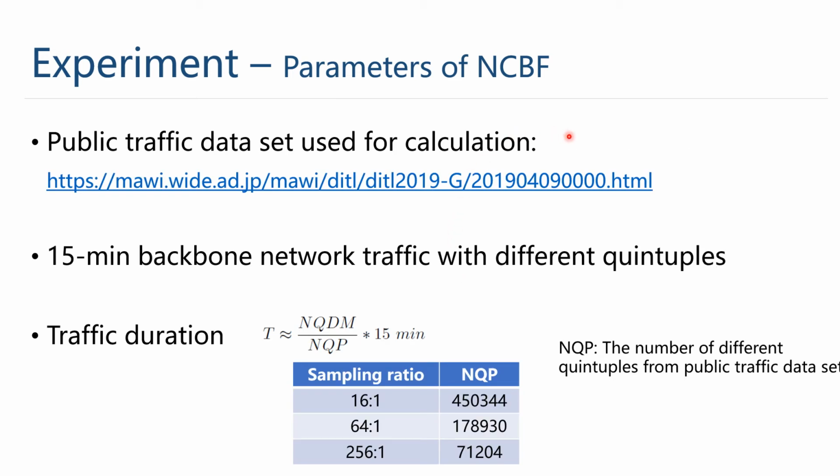Because NCBF should process the traffic for a long time, we not only need to consider the memory, but also need to consider the traffic duration. When the NCBF has processed the traffic for a long time, it should be cleared, otherwise the probability of hash collision increases. So we use this traffic dataset for calculation. It is a 15-minute backbone network traffic with different quintuples, and the traffic duration can be calculated by this formula.